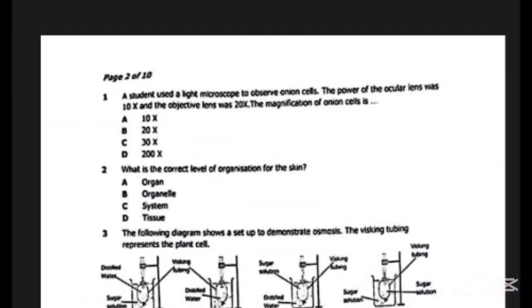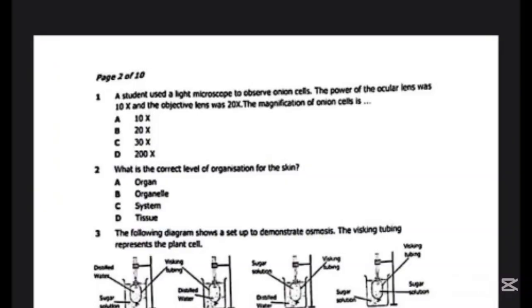To begin, question 1 is saying a student used a light microscope to observe onion cells. The power of the ocular lens was 10 times and the objective lens was 20 times. The magnification of onion cell is A 10 times, B 20 times, C 30 times, and D 200 times.